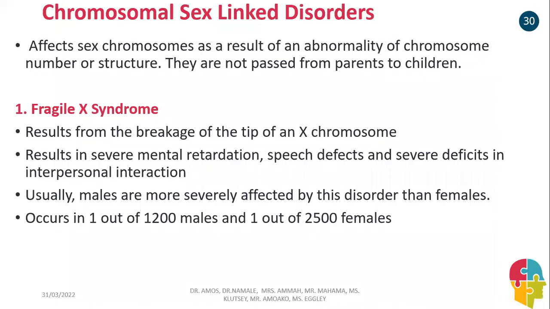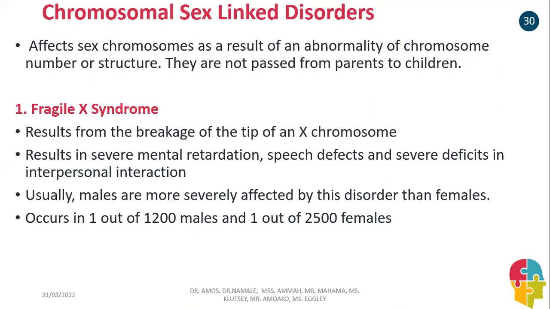Now let's move to chromosomal sex-linked disorders. Remember that once we say it is a chromosomal sex-linked disorder, it means the disorder is located on the sex chromosome and is a result of either an abnormal structure of the chromosome itself or an abnormal number of the chromosome. The first one is Fragile X syndrome. Here, the tip of the X chromosome breaks, and so it results in severe mental retardation, speech defects, and interpersonal interaction defects. And it occurs more in males than in females.